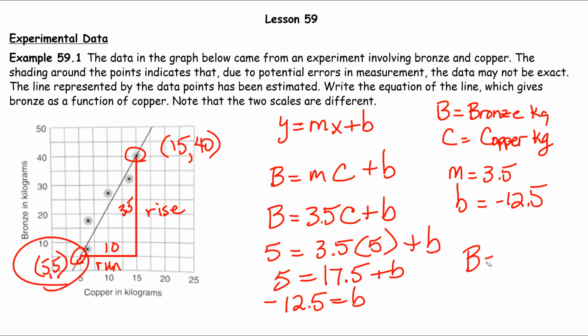B is equal to 3.5 times C minus 12.5. That would be the equation of that line. And that's all you're doing, is writing the equation of a line given the graph of the line. It's just that sometimes it won't be really clear which 2 points you should choose.